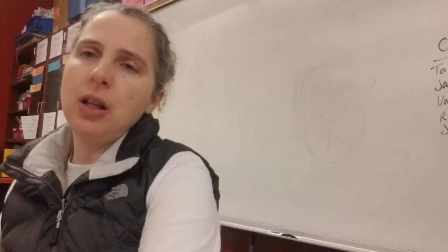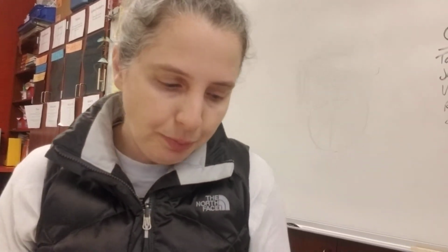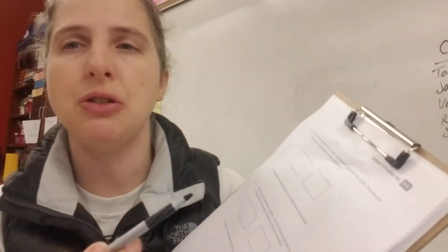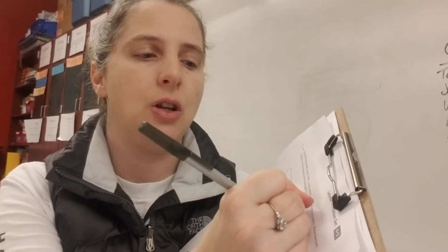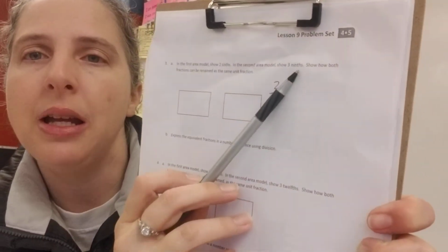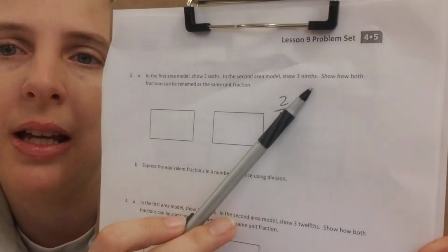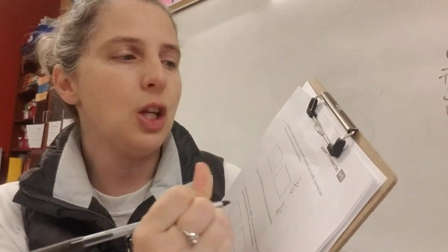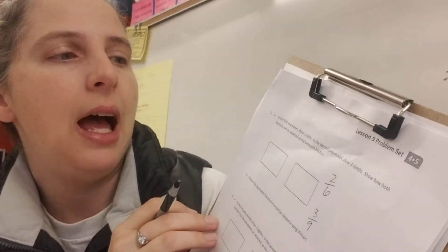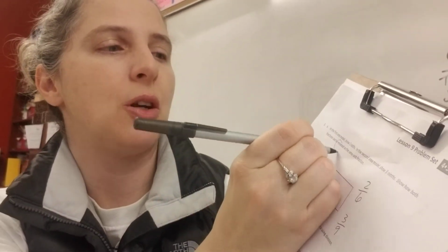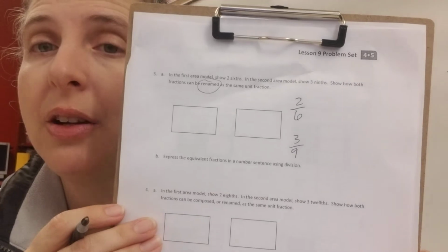Okay, let's just keep practicing. We're going to practice, you're going to work a little bit, and then you're going to do it on Zearn. Okay, so look at this next page. It says, in the first area model, show 2/6. I don't want you to do the area model first. I want you to write that fraction down. 2/6. Okay, in the second, show 3/9. Look how they write it. You just have to read it and then write the fraction. 3/9. Okay. Show how both fractions can be renamed as the unit fraction. Okay. So they used renamed, circle renamed. That means simplified or reduced.